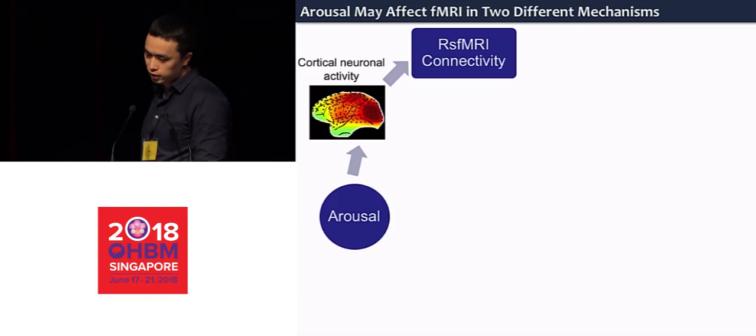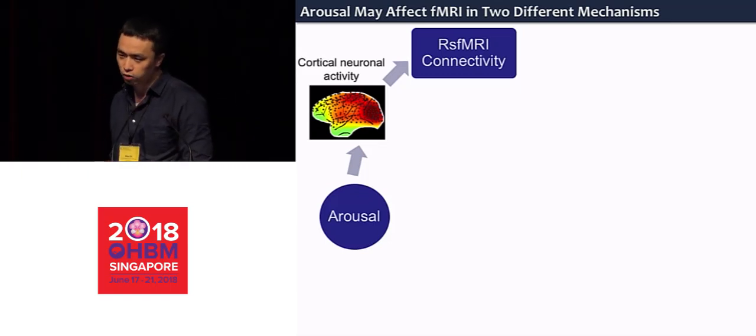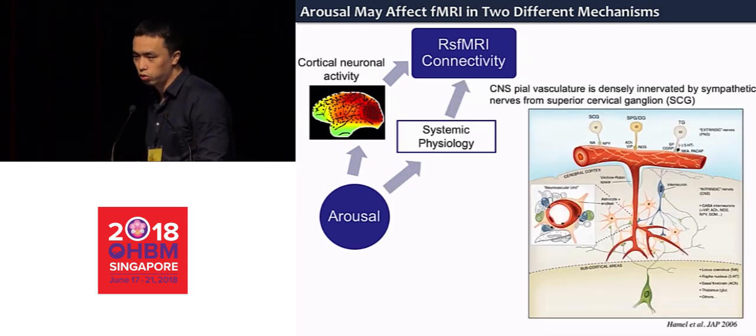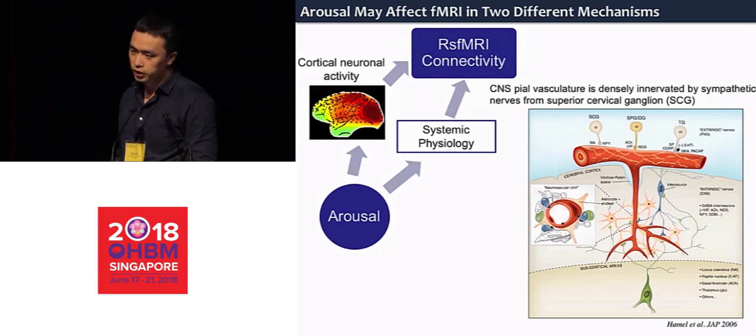And based on the finding, the white matter also shows large changes. So there may be a second mechanism, in addition to neural activity, through which arousal modulation can affect the fMRI signal, which is more like through the sympathetic system. And I will skip that one.